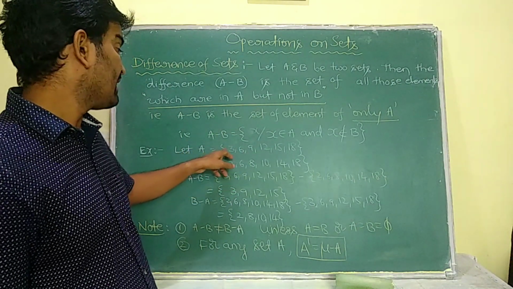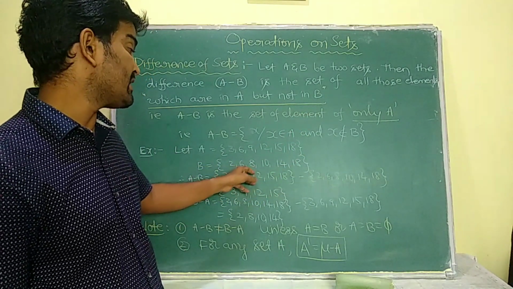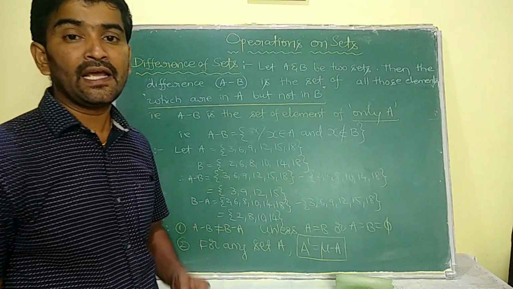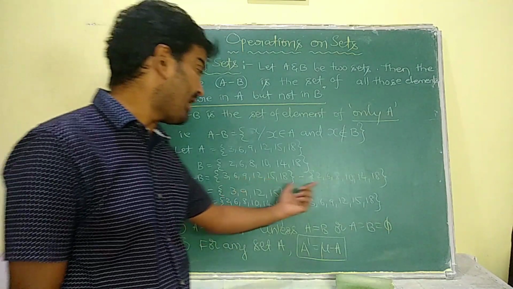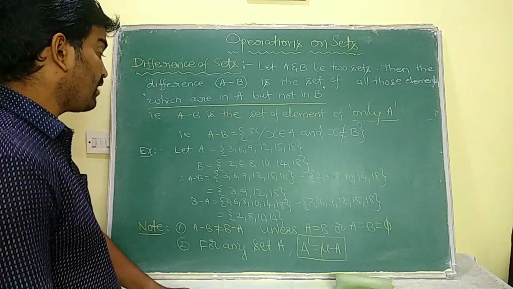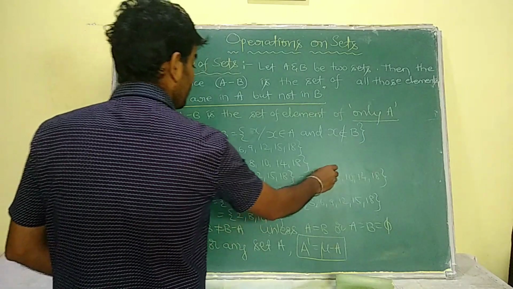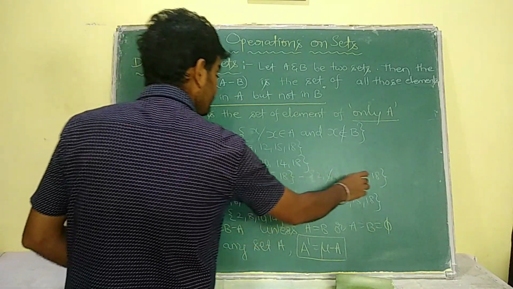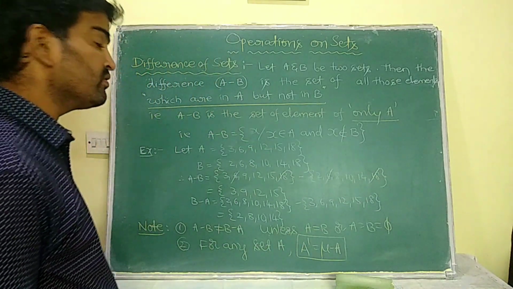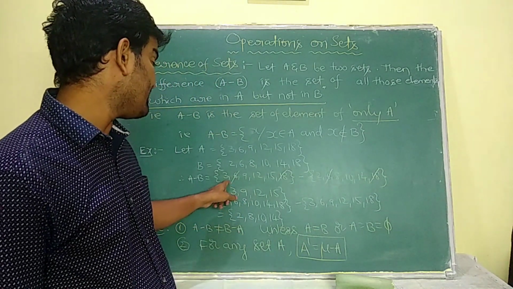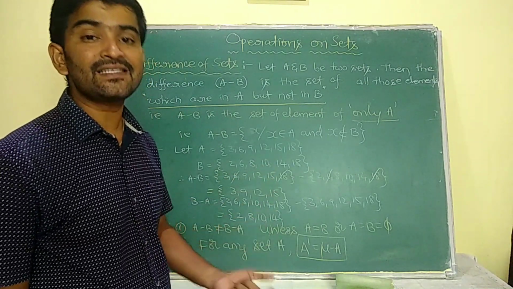Now, A is 3, 6, 9, 12, 15, 18. B is 2, 6, 8, 10, 14, 18. If I want to calculate A minus B, then write A minus B is equal to set A minus set B. Here you have to remove all the common elements first. Here see, 6 is common, and here 18 is common. So I have to remove those common elements. Then what are the elements left in A? 3, 9, 12, 15. That is A minus B.